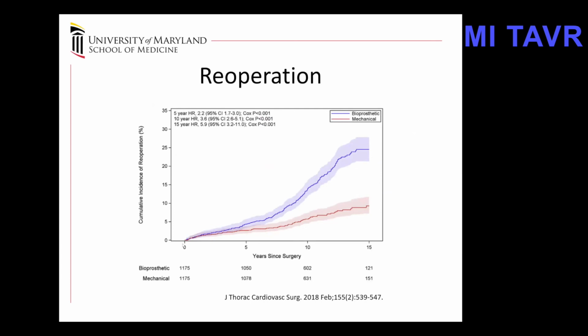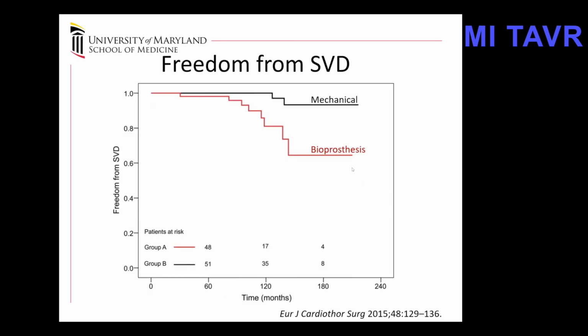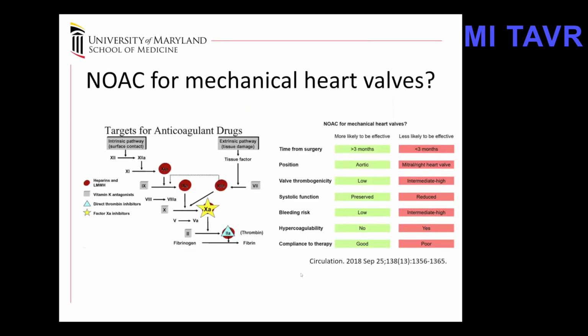This shows the marked difference at the 10-year mark of incidence of reoperation in the bioprosthetic arm compared to the mechanical. Again, and similarly, the marked structural valvular deterioration rate in the bioprosthetic at 10 years compared to the mechanical. So the mechanical valve offers a hemodynamic benefit that I think I've shown, as well as durability.